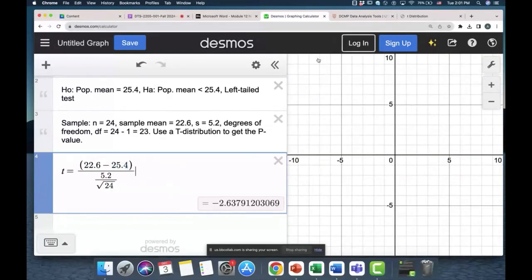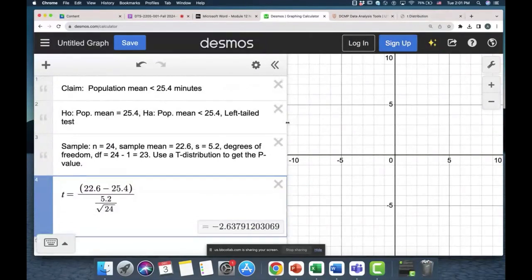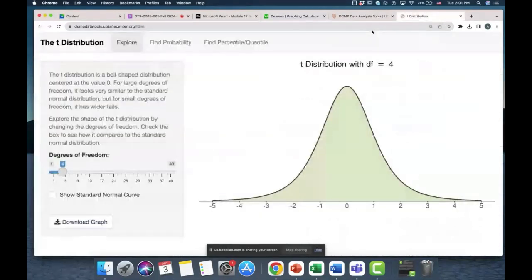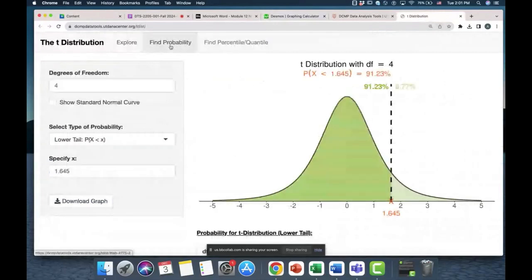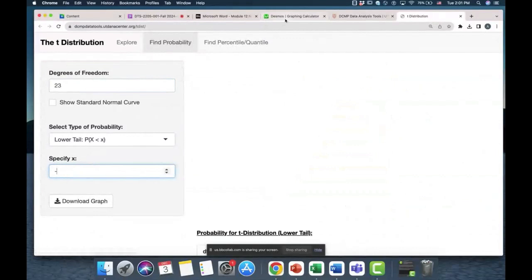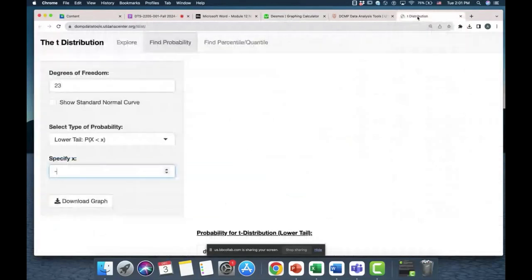Well, let's now get our p-value. We're doing a left tail test, so we can go now to the t-distribution app to get the p-value. When you go here to the t-distribution app, go to find probability, because we're finding a p-value, which is a probability. We have 23 degrees of freedom, left tail test, and the test statistic is -2.64.